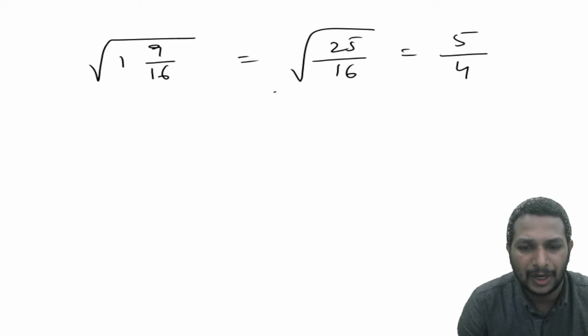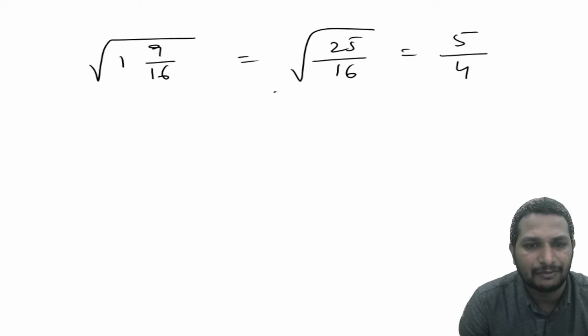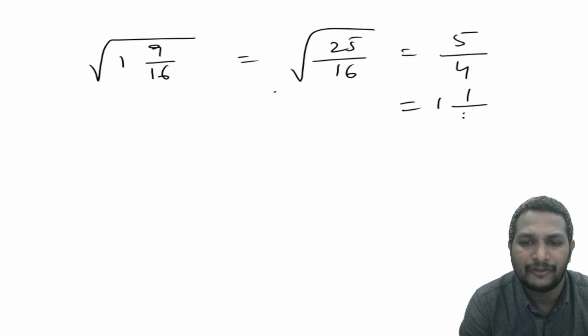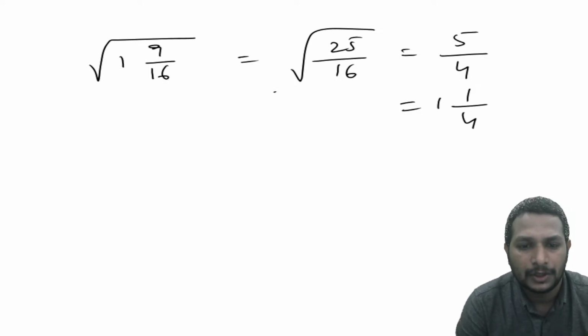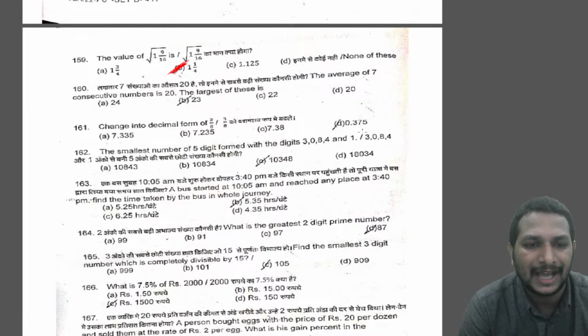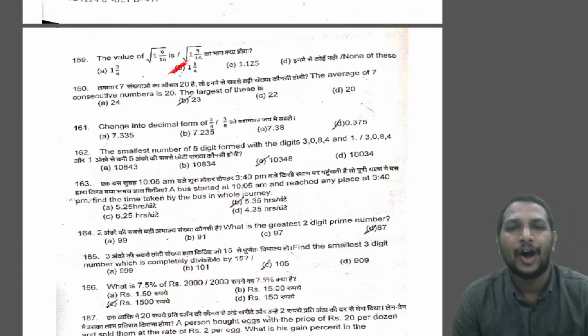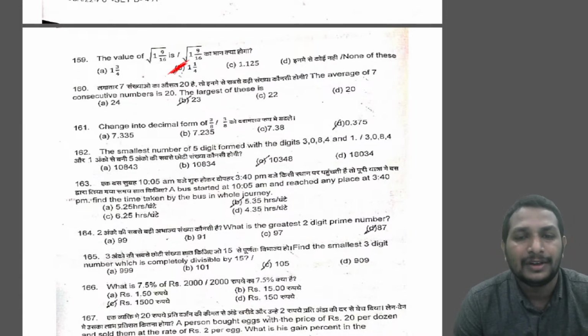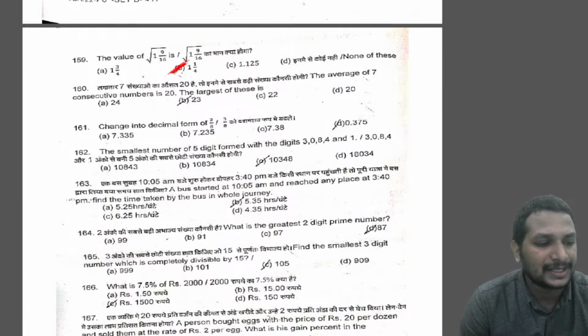But a small problem: they gave all the options as mixed fractions, if you look at the question carefully. So now I want to convert this into a mixed fraction: 1 1 by 4. This is given in option B. So the answer for question 159 is option B. Now let's go to the next question, 160.